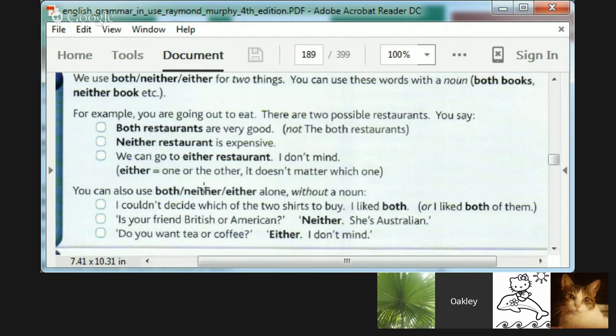It is also possible to use these words without a noun, but really it's understood you're referring to nouns. For example, I couldn't decide which of the 2 shirts to buy. I like both. Great. It's quite obvious you mean both of the shirts. Is your friend British or American? Neither. Neither of the nouns. Neither British nor American person. She's Australian. Do you want tea or coffee? Either. I don't mind. All right. Obviously, again, you're referencing the nouns.